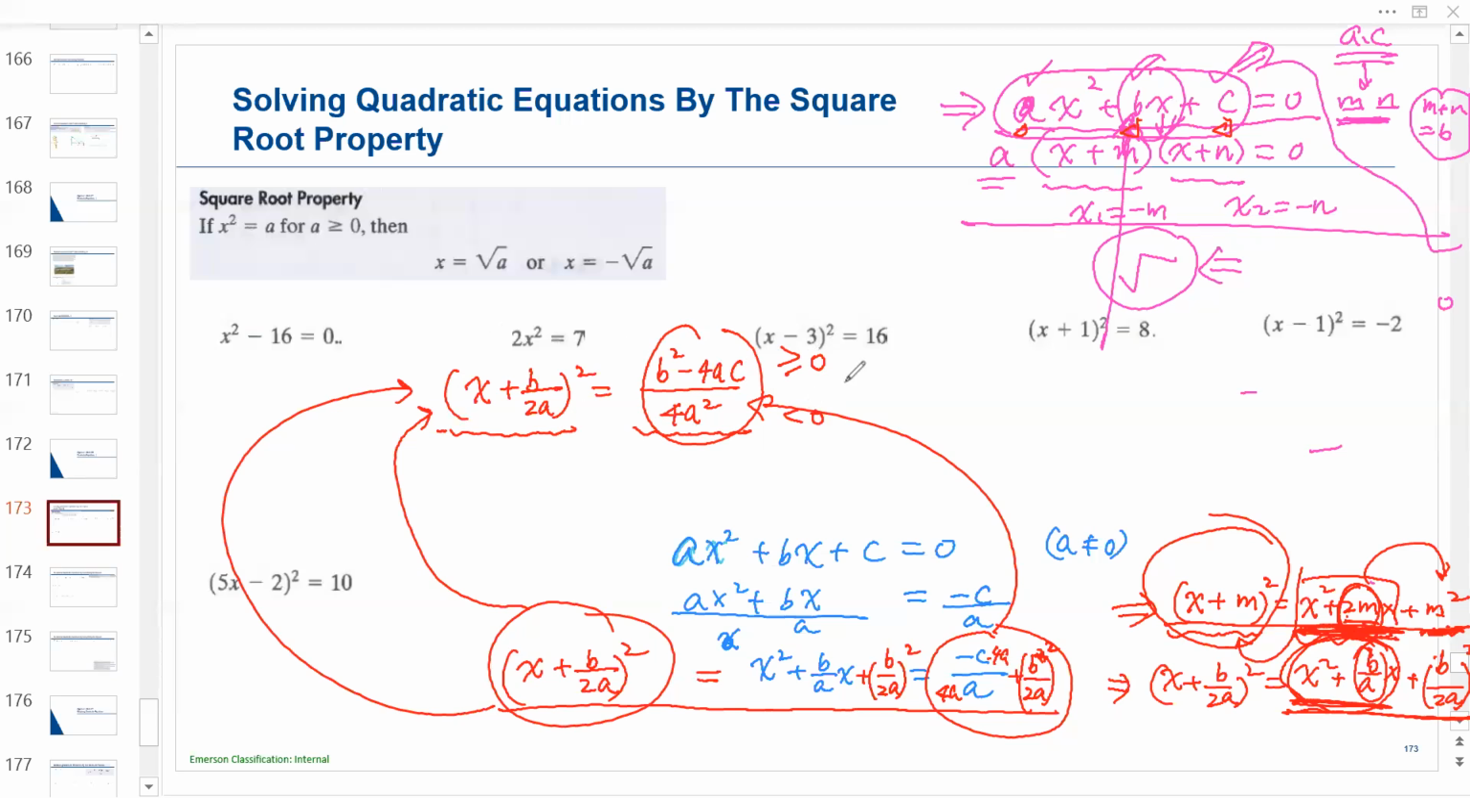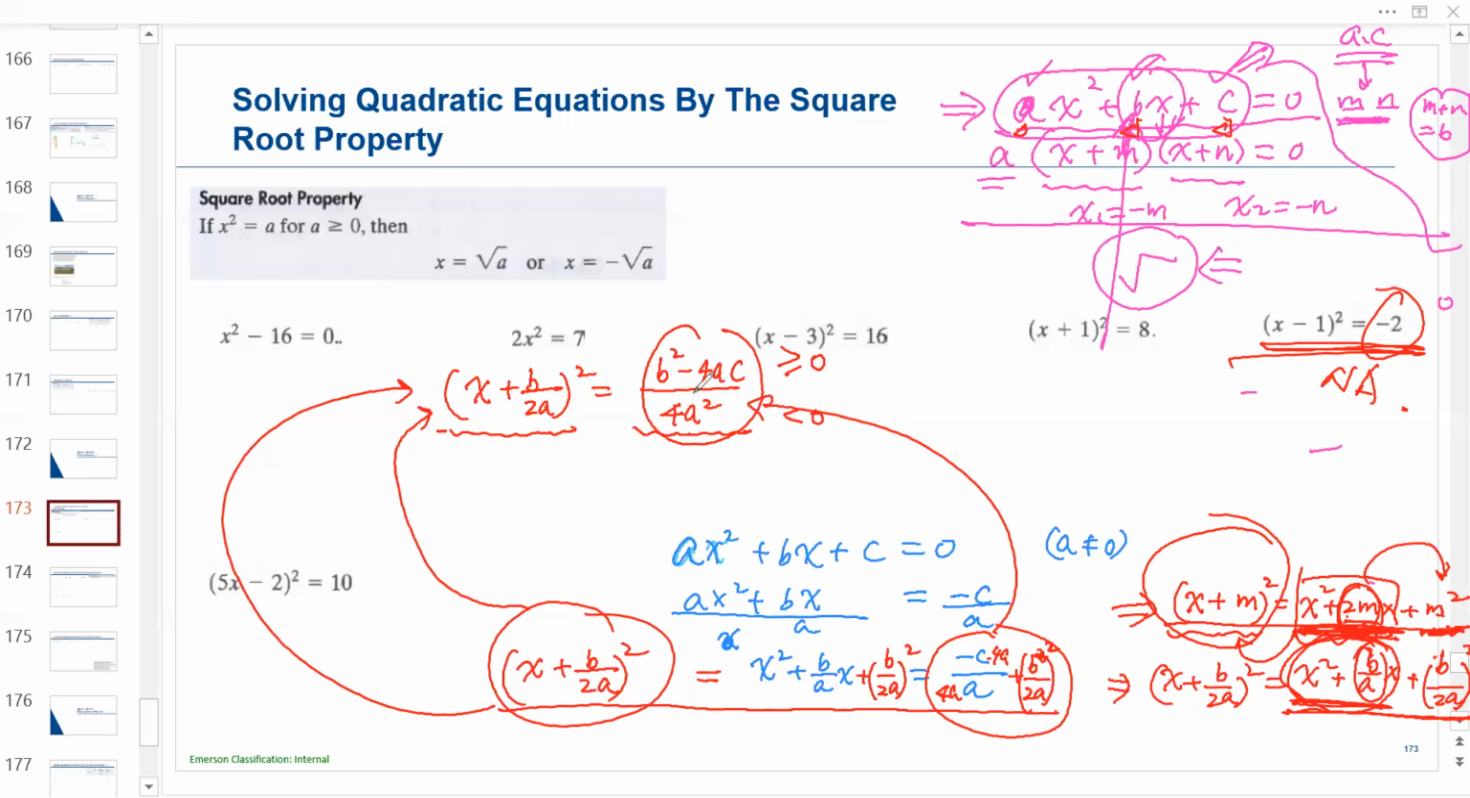If it is greater than 0, we can take the square root of both sides. If it is less than 0, it means no solutions, just like what we previously did here. If it is less than 0, there are no solutions here. So there are two situations we need to be concerned with.